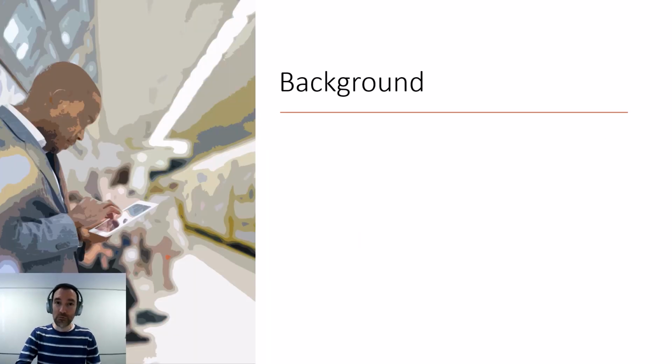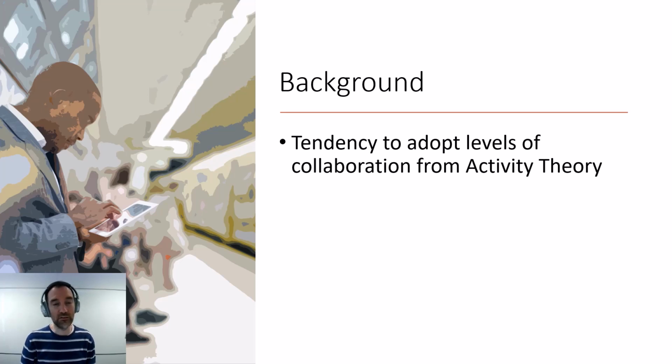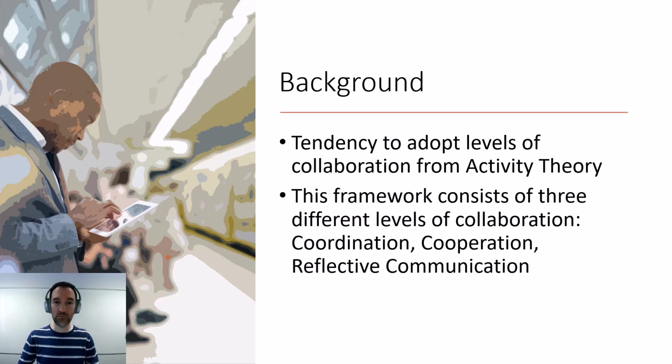Now, recently, we've seen in the literature a tendency to adopt the levels of collaboration as defined in activity theory. With activity theory as a theoretical foundation, Engström defined 3 levels of collaborative interaction. And building on this definition, Bartram introduced a framework for collaborative interactions between users and mediating technologies. This framework consists of 3 different levels of collaboration. From the simplest to the most complex form, these are coordination, cooperation, and reflective communication.